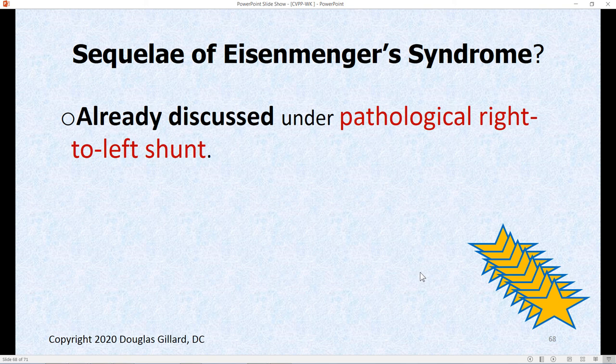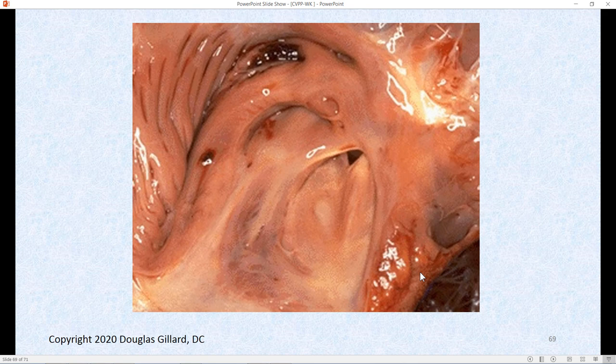So the sequelae of Eisenmenger syndrome, well, we've already discussed everything. That's the same discussion of cyanosis. Eisenmenger syndrome is nothing more than a right-to-left shunt, and you're going to have all those symptoms of cyanosis.